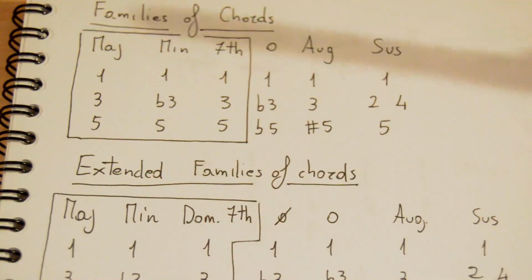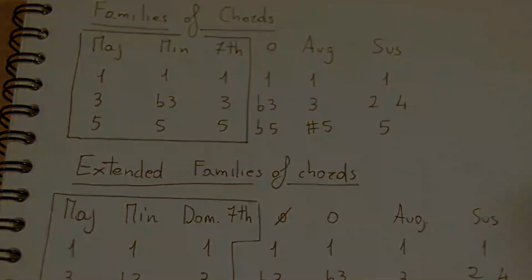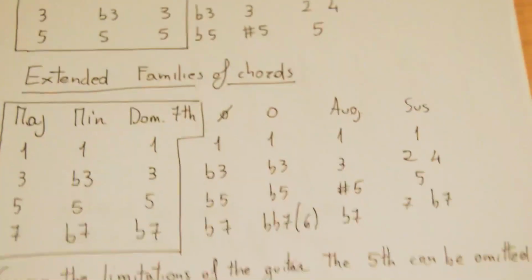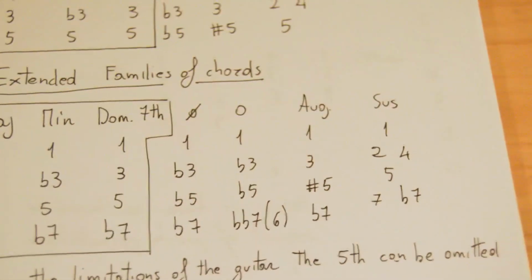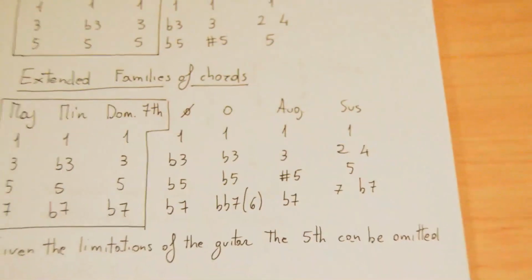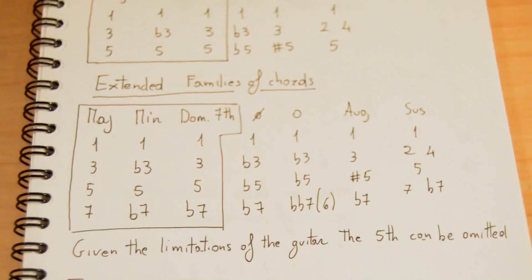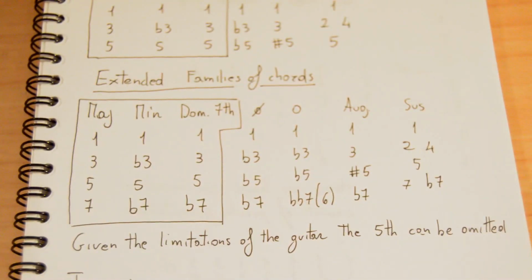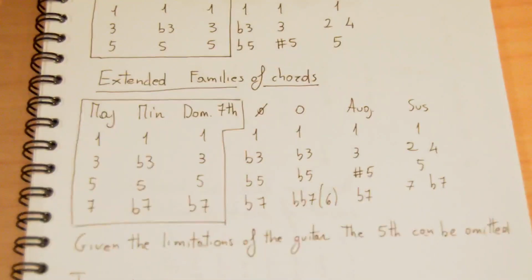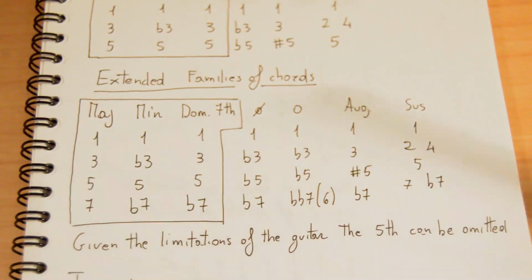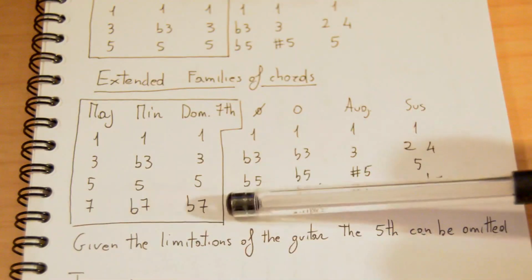There is a square here because these are basically the family of chords that we use the most when it comes to pop music, rock music. I also created the same, let me see if I can zoom it properly, with regards to extended families. And by that, what I mean is the addition of the dominant 7.